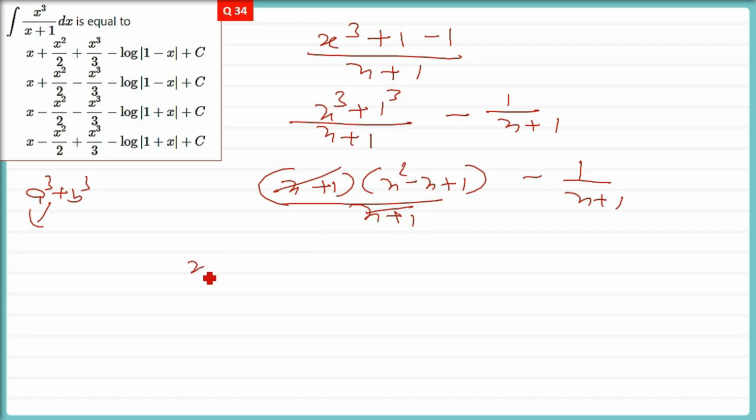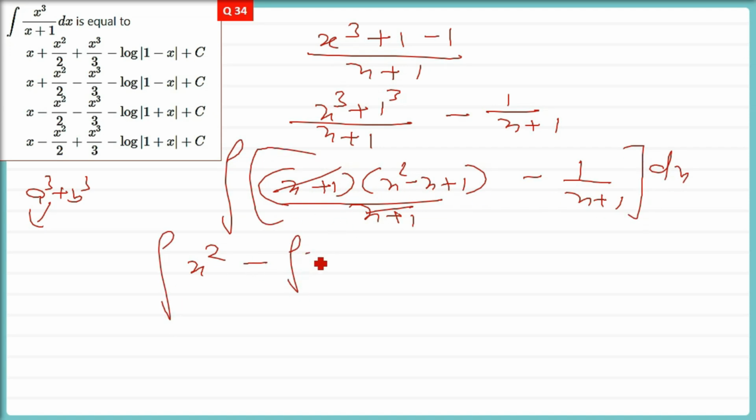So we have x cube. Let me separate them out and then we'll integrate. x square minus x plus 1 remains like that. This is with dx. So we are integrating x square first, then we are integrating negative x, then we are integrating simply 1, which is dx only. All dx are there, okay? I don't write dx. You already know that dx will remain, minus 1 by x plus 1.